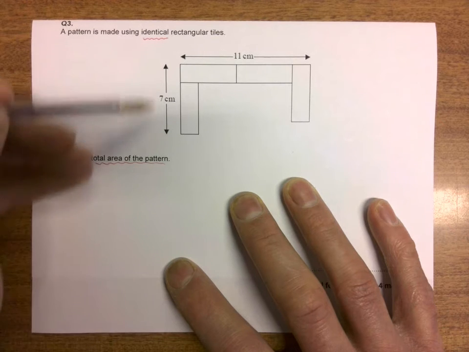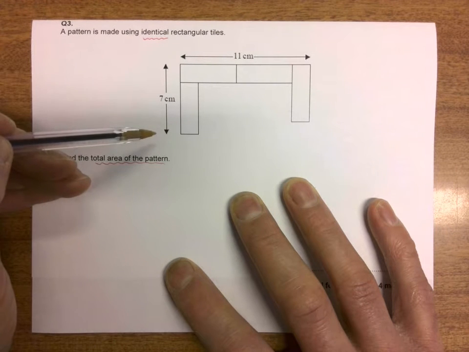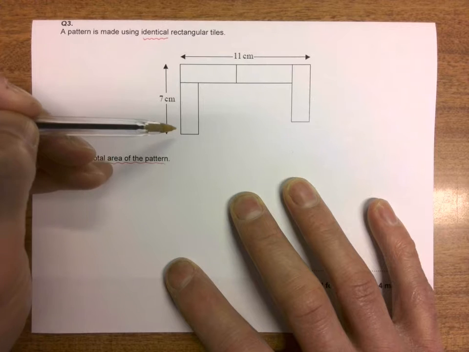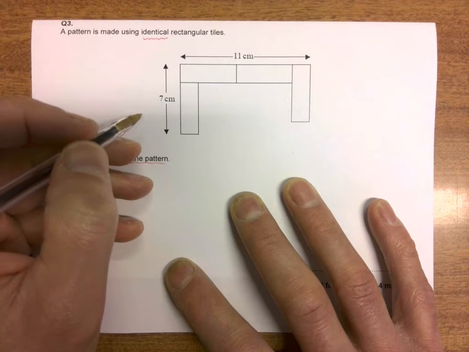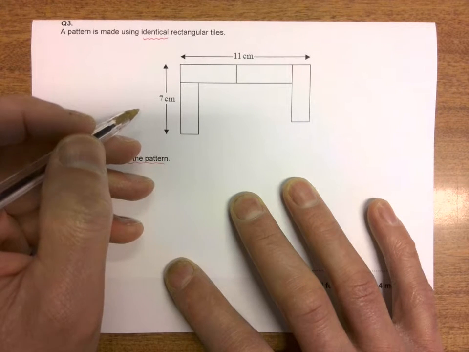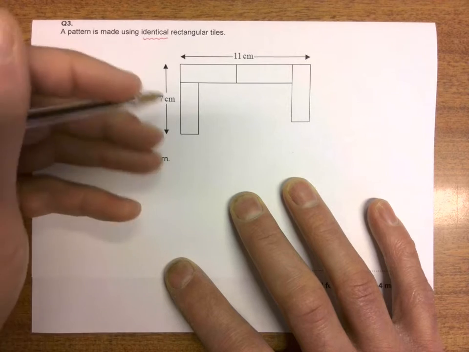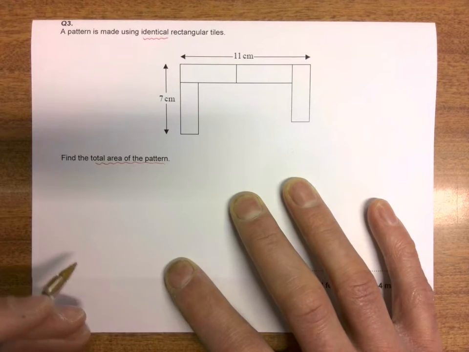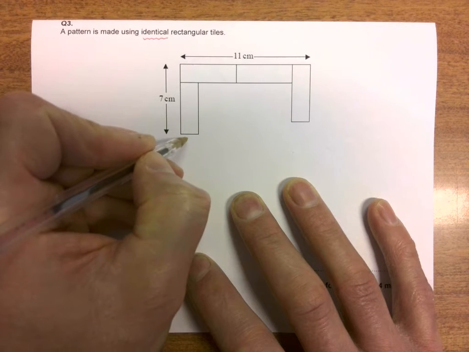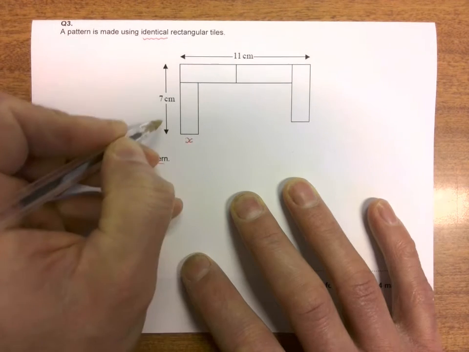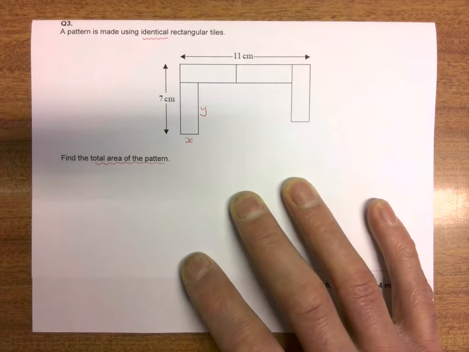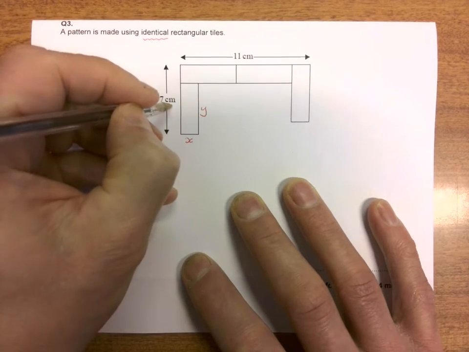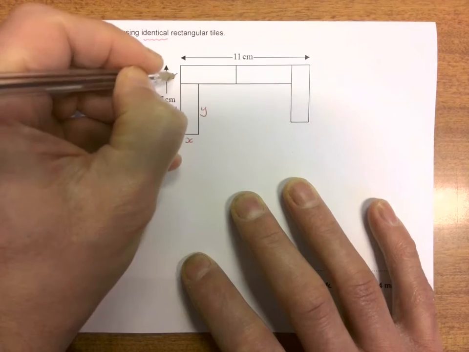Righty, so we've got a length here that is 7 centimetres. What's it made up of? It's made up of a height of a tile and a width of a tile, if you want to think about it that way. And what do we call the unknowns in this problem? We haven't found out what the height or width of a tile is yet, so let's call them x and y, right? Let's call the width x and the height y. So 7 centimetres is made up of y and an x.